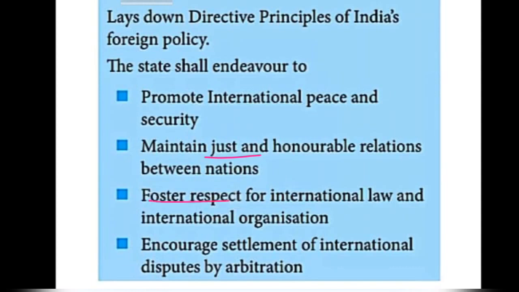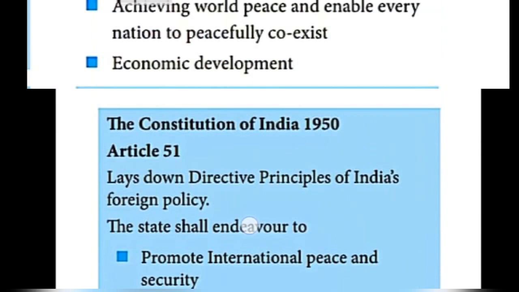Then foster respect. Foster, what is the meaning? Encourage the development of respect for international law as well as international organizations. The next thing given: encourage the settlement of international disputes. How do we have to solve the problem? By arbitration, through mediation, by peaceful talk we have to solve the problem. Like that it is given in the Constitution under Article number 51.